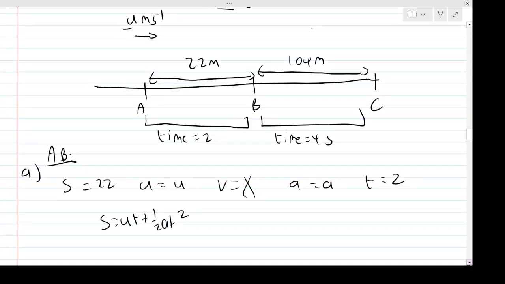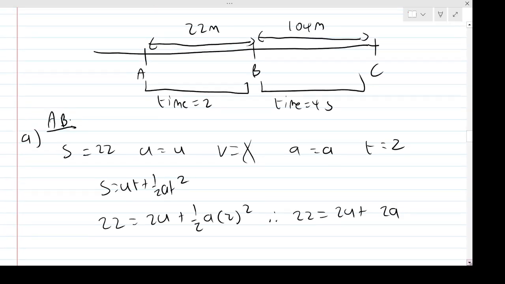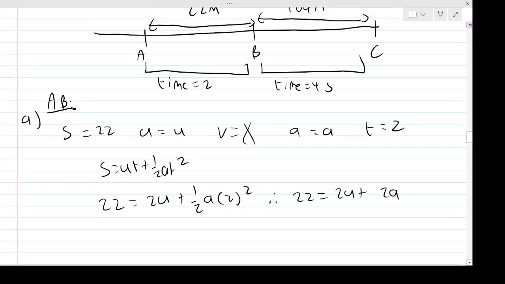If I sub my values in, I get 22 is going to be ut, so 2u, add a half lots of a, lots of 2 squared. If I simplify that, I get 22 is 2u, and then 2 squared is 4, 4 times a half is 2, so 2a. Okay.